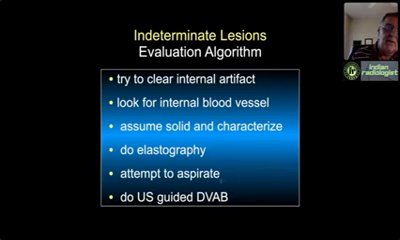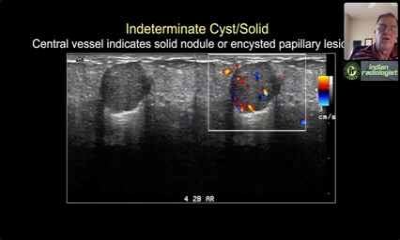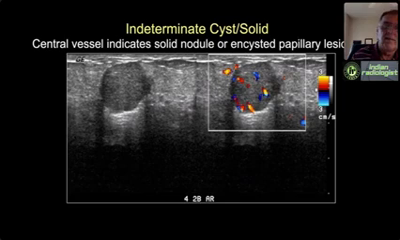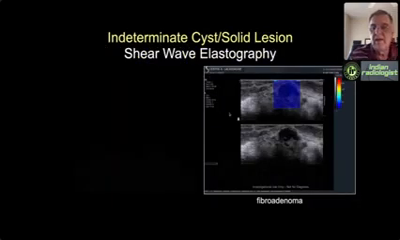A lot of people go to attempted aspiration first thing off. I don't like that, because if I can't aspirate it completely, then it obligates me to do an ultrasound-guided vacuum-assisted biopsy. I prefer to use one of the other approaches. Here I've turned on color Doppler. Could this have been a cyst? Yeah. But all this internal vascularity means it's either a solid mass or an encysted papillary lesion.